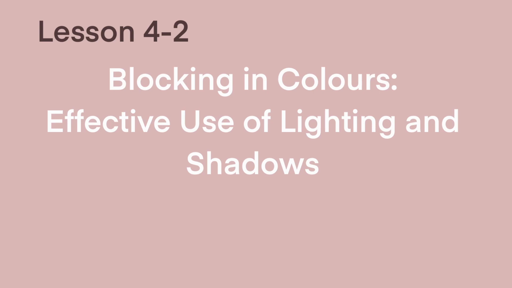In the last lesson, we went through how different colors can convey different emotions and how we may capture the viewer's attention. In this lesson, we will be going over how to choose colors for light and shadow and block in the colors of our painting plan we worked on last chapter.